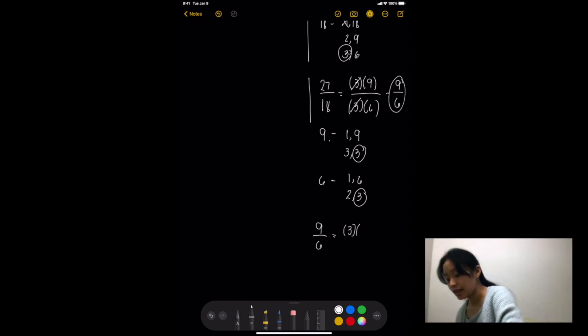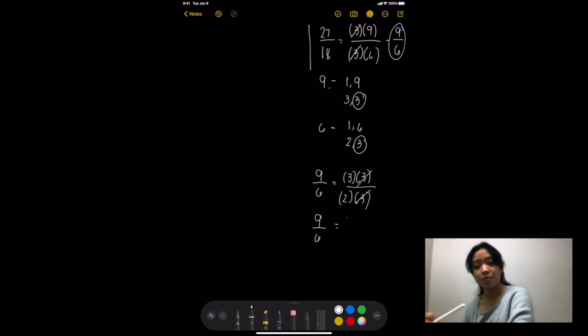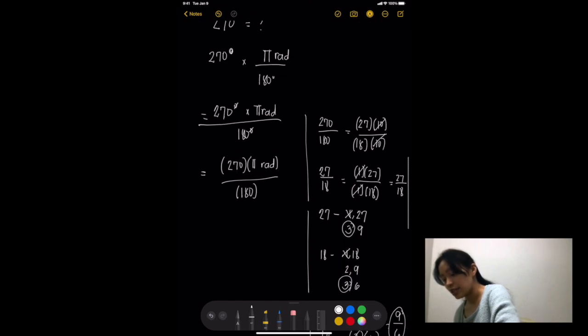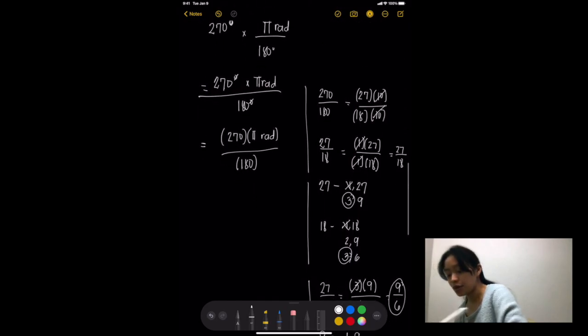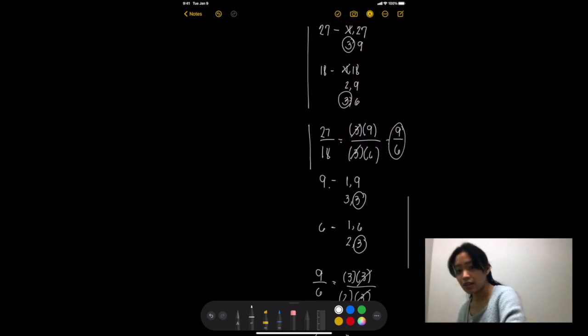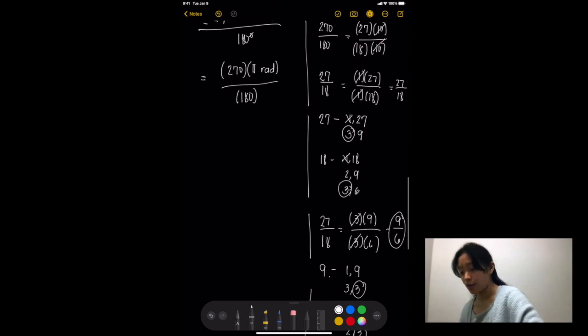So we can write down the fraction 9 over 6 as 3 times 3 divided by 2 and 3. So the common factor is 3, so we can cancel out 3 in both the numerator and denominator, and the final answer, the simplified form, would be 3 halves. So note that we started from 270 divided by 180, and that is just equivalent to 9 over 6.